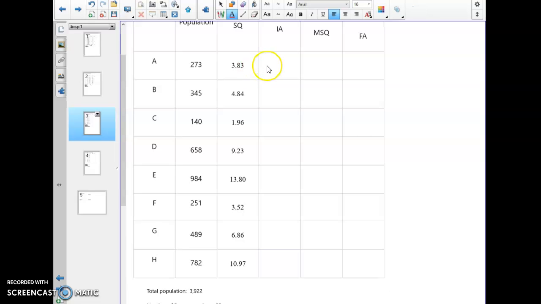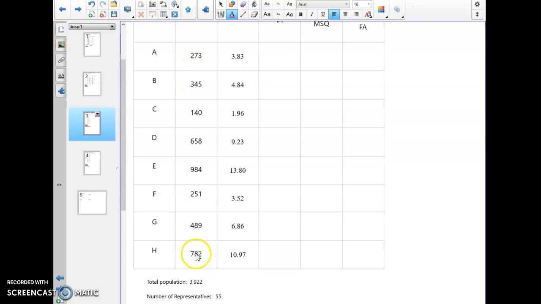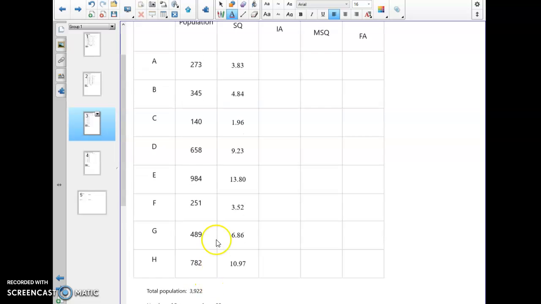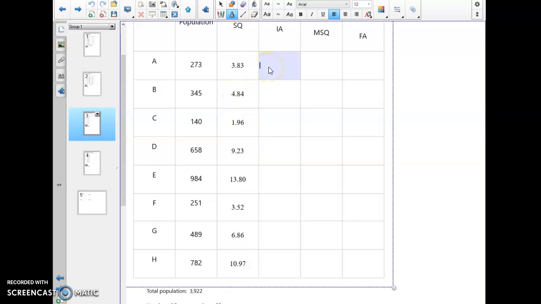Okay, now we're going to do the Webster method. So I got the total population. I took my representatives. I divided my total population by representatives to get my standard divisor. Then I take this 71.31 standard divisor and divide it to all my individual populations to get my standard quotas. My standard quotas, now I'm going to round normally for Webster method.